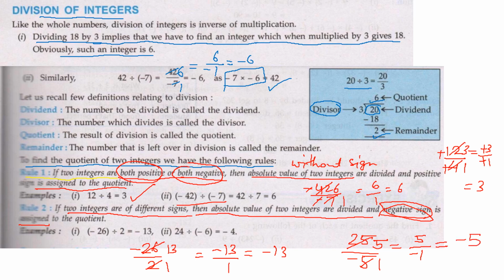Clear? When signs were same, the answer is always positive. Different sign, what? Tell me. The answer is always negative.